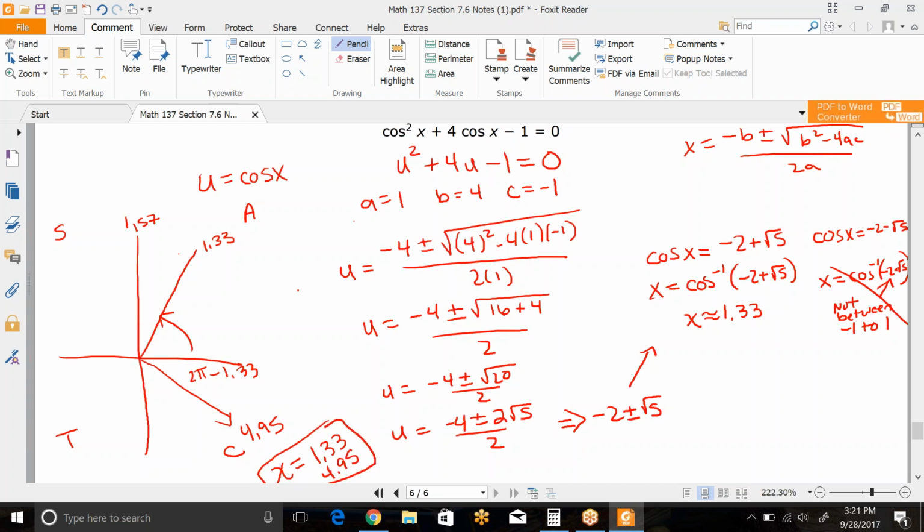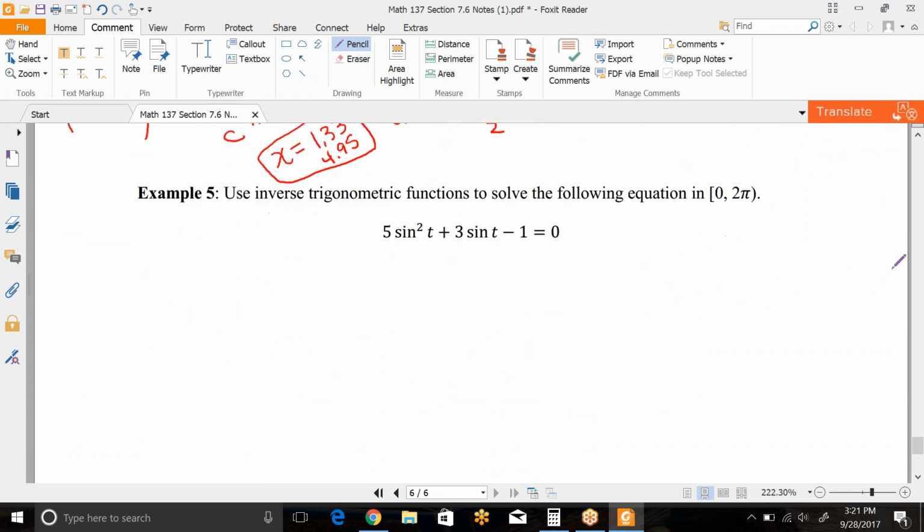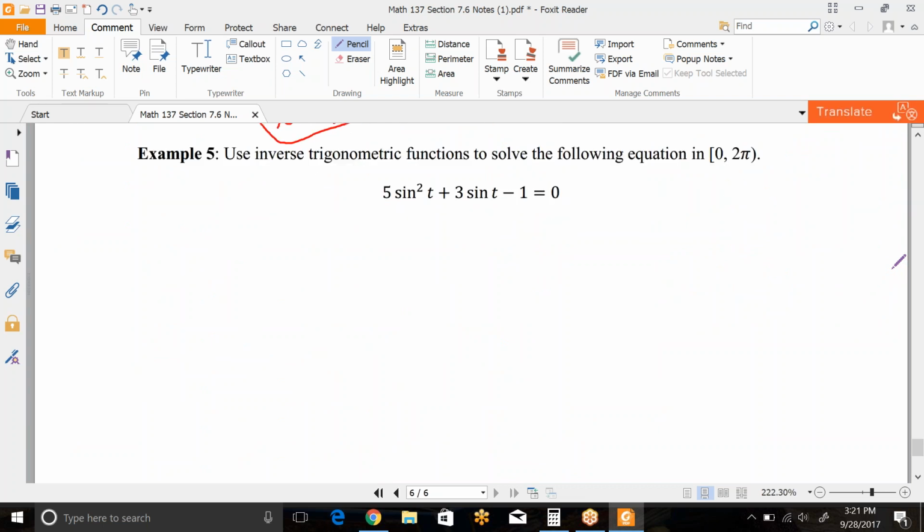Now, remember we had one where the cosine didn't make sense because this wasn't between negative 1 and 1. If they had both worked, we would have gotten 4 different answers, and that is what's going to happen in this next one. So we're using inverse trig functions to solve the following equations, 0 to 2 pi. This time we're doing sine, though, and I'm going to use another substitution. I'm going to let u equal sine of t so that we can factor this, or, well, I don't think this one factors either. No, we're going to have to use the quadratic formula again.